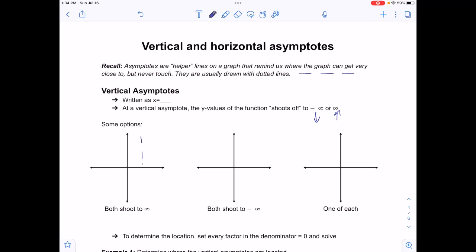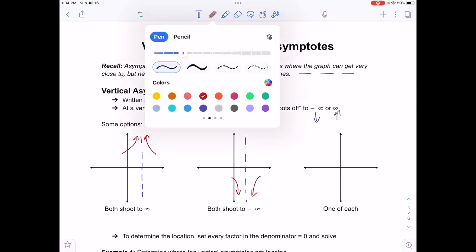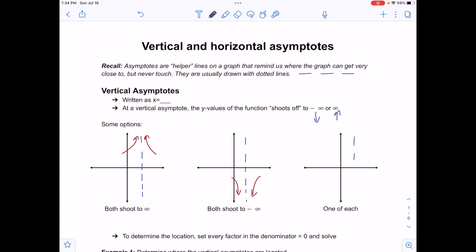If this is your vertical asymptote, for example, if they both shoot off to positive infinity, then my function would look like this. And then of course it's doing something on the other side. Another option is that if this is my vertical asymptote, they're both going down to negative infinity, that way. Or perhaps you've got a split where one of them is going up and the other one is going down.